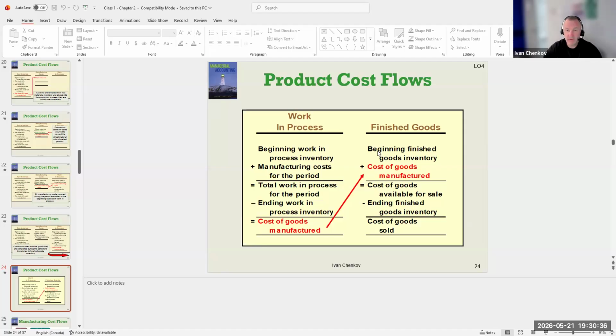So there we're going to have the beginning balance of the finished goods plus the cost of goods manufactured, which is going to give us cost of goods available for sale. We're going to deduct the ending finished goods inventory, and we're going to get cost of goods sold. That's how we get it.